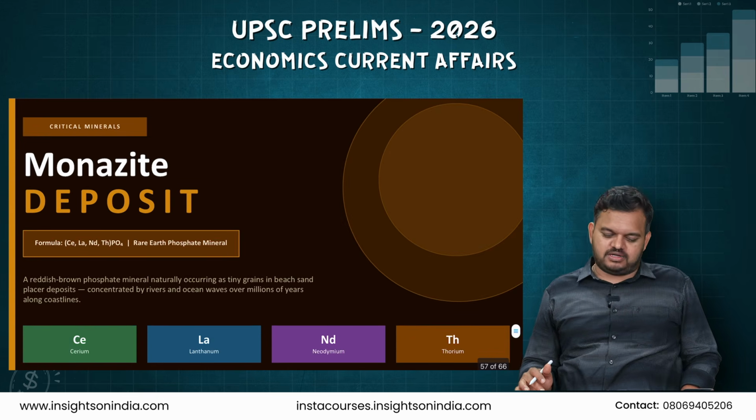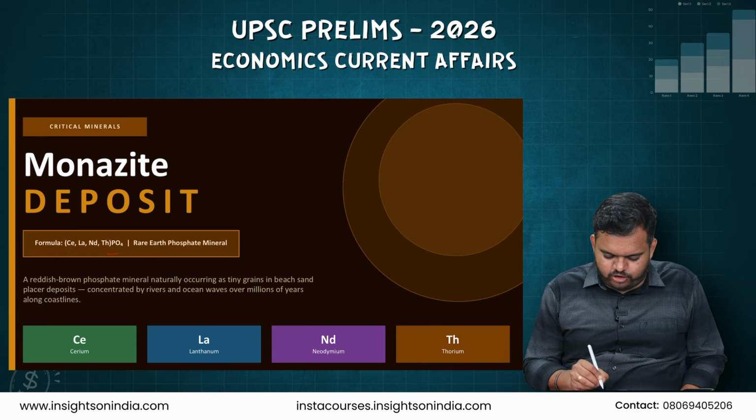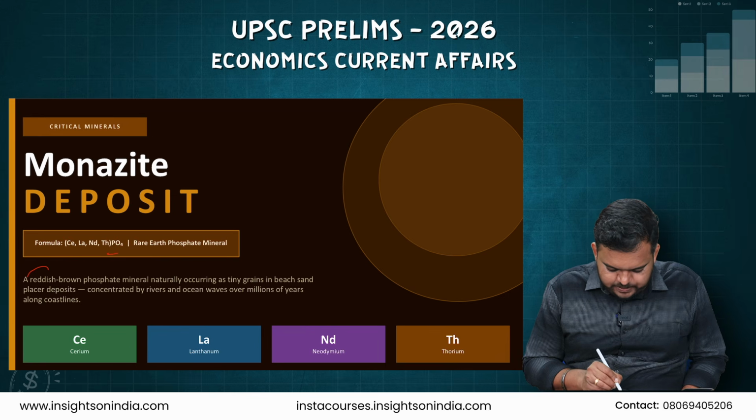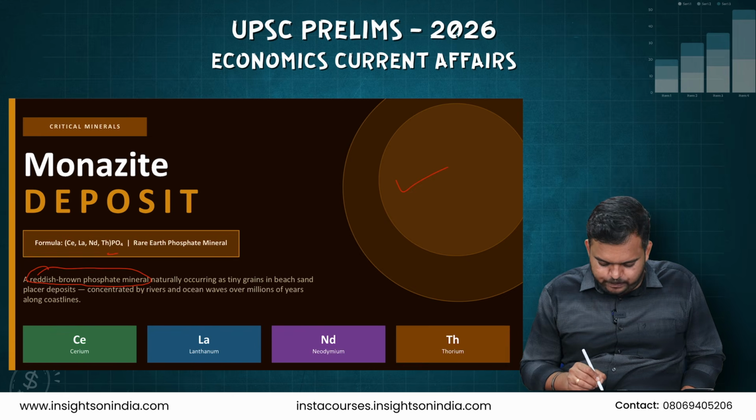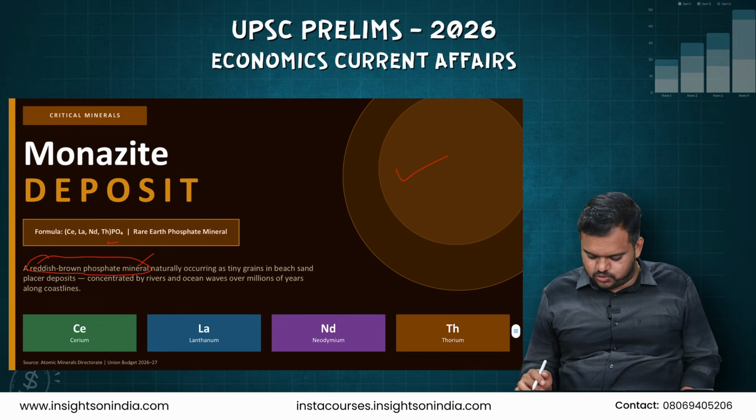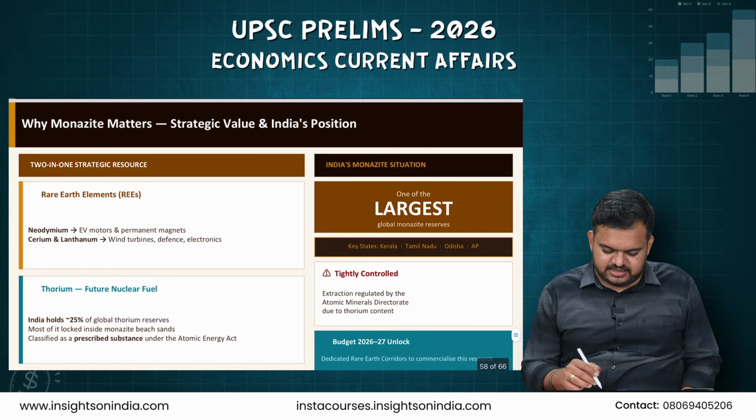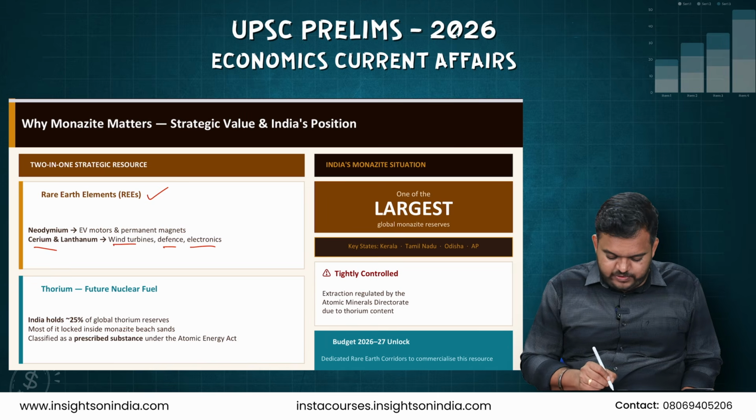When you talk about monazite deposits, much we have discussed already. Apart from that, I told you it is a reddish-brown phosphate mineral, the color you are seeing here, found across beaches, etc. Cerium, lanthanum, neodymium, thorium. Why does it matter? It contains rare earth elements, especially neodymium, cerium, lanthanum, used in wind turbines, defense areas, electronics, the semiconductor industry. Remember this: thorium, future nuclear fuel. India holds 25% of global thorium reserves.